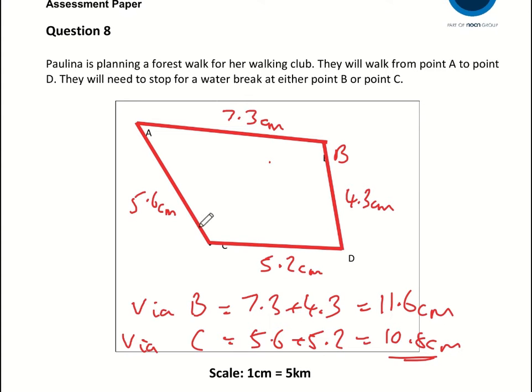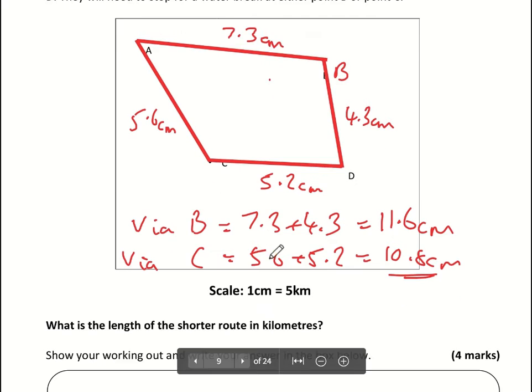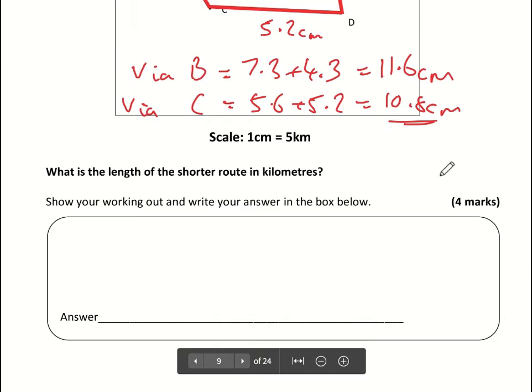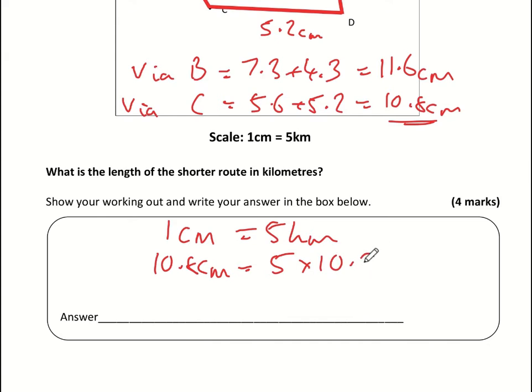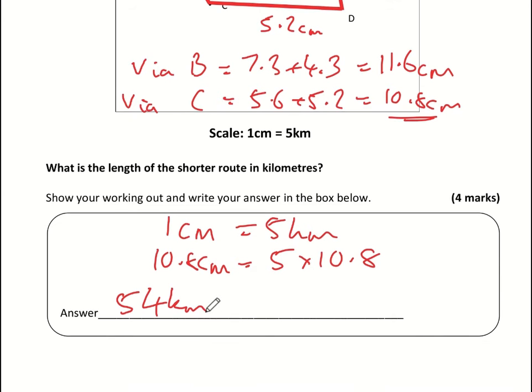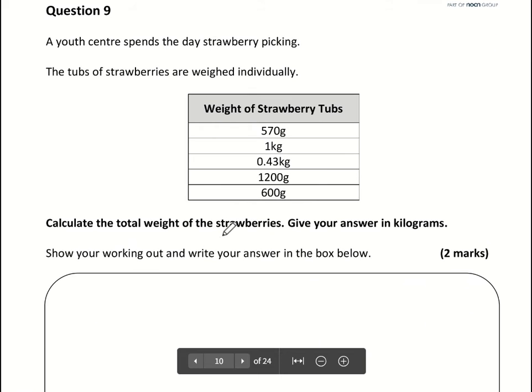So we can see that it's quicker if we go via C, and we know that it's approximately 10.8 centimetres. Again, if you're a few millimetres out, then that's going to be okay, but not too much, obviously. So if 1 centimetre equals 5 kilometres, then 10.8 centimetres is going to be 5 lots of 10.8, and 5 times by 10.8 is 54. So that is going to be a distance of 54 kilometres. Okay, moving on to question number 9.